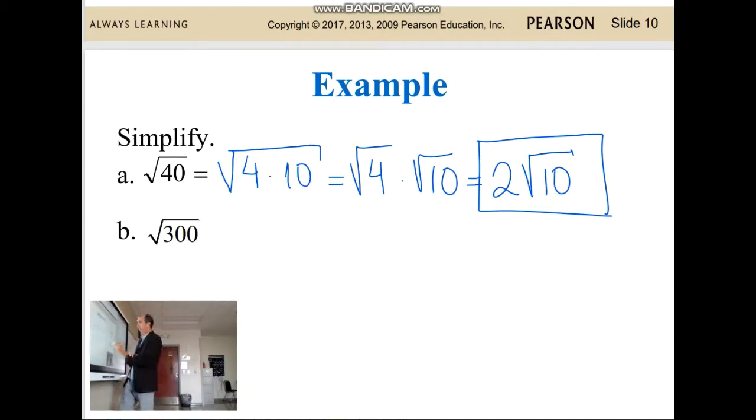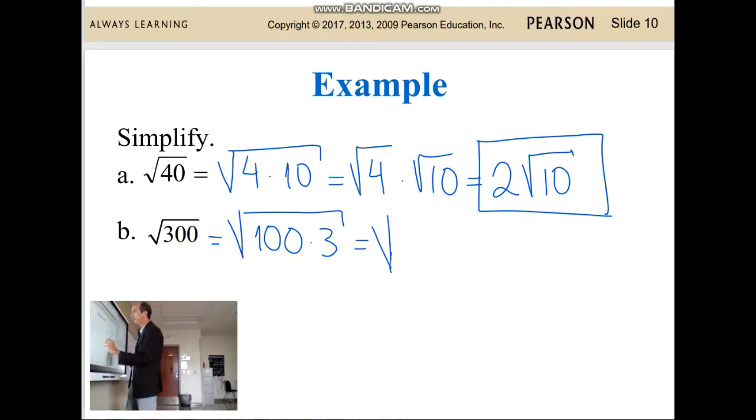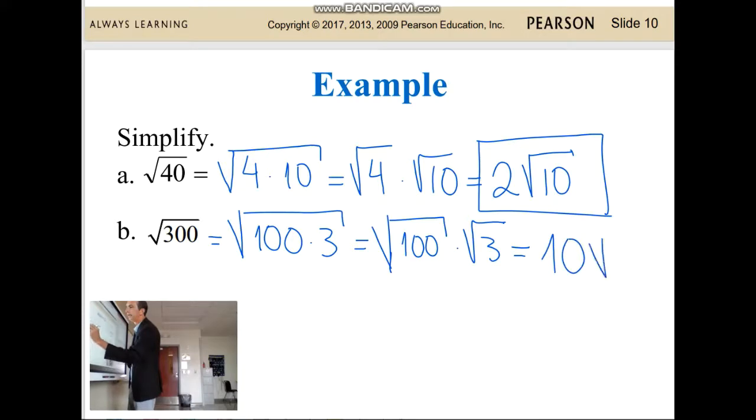Now, next one, square root of 300. And 300, we can factor it out, is 100 times 3. Because now we can use the product rule here, which we've seen at the beginning of the class. Square root of 100 times square root of 3. And we know square root of 100 is 10, multiplied by square root of 3. So this is the result for that simplification.